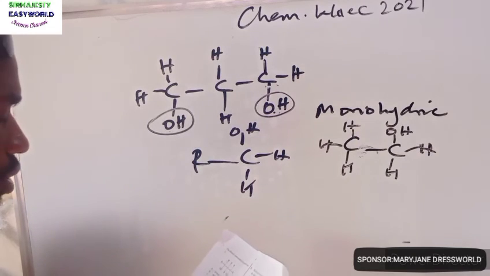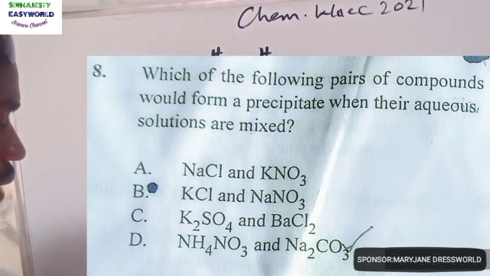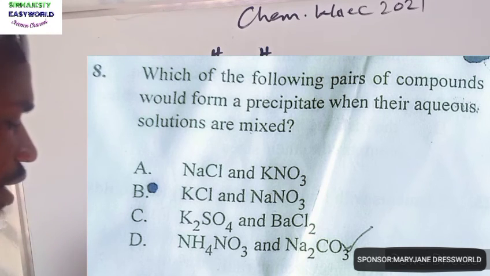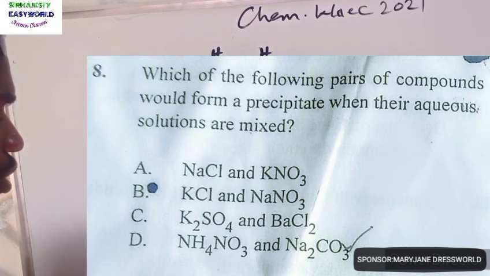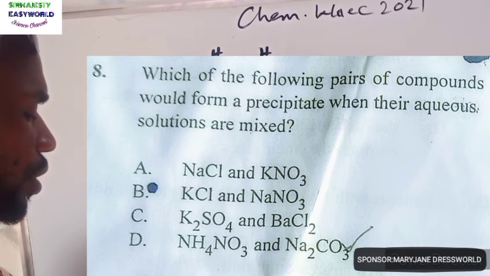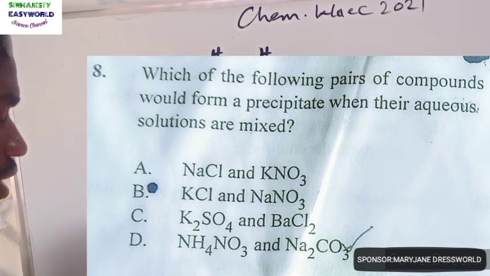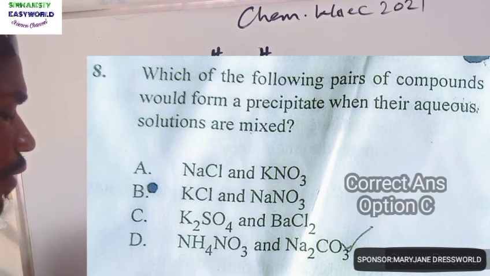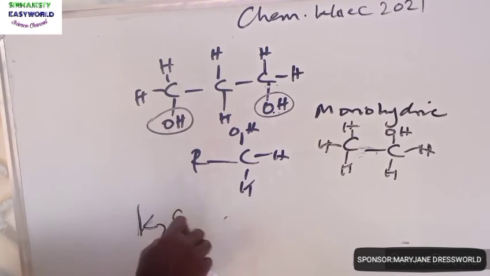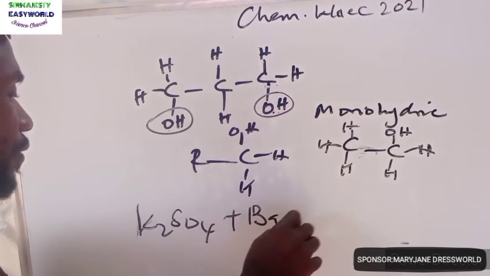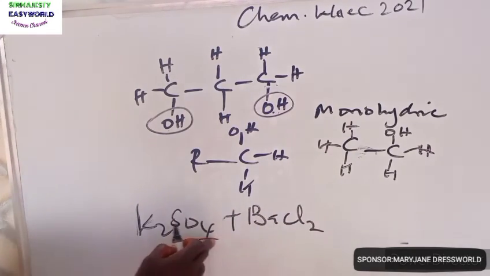Then the next question says, which of the following pairs of compounds would form a precipitate when their aqueous solutions are mixed? They are asking us a question based on double decomposition. Option A says sodium chloride and potassium trioxonitrate 5. No. B says potassium chloride and sodium trioxonitrate 5. No, both of them are soluble and the compounds from mixing them are also soluble. Potassium sulfate and barium chloride. Yes, that is a typical double decomposition. If you mix K2SO4 with barium chloride, in fact, this is how to detect SO4 in the laboratory.